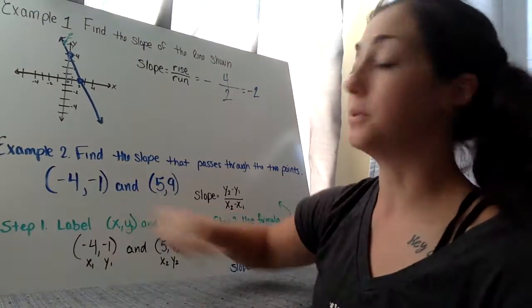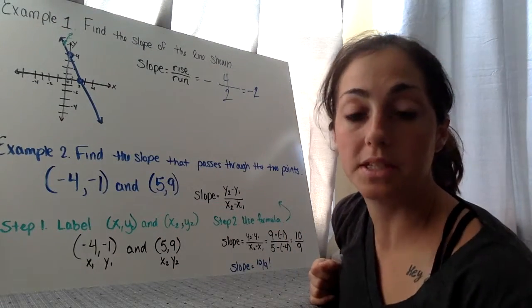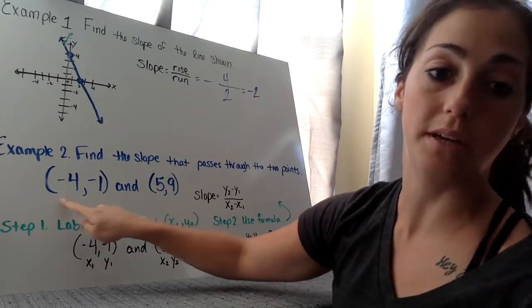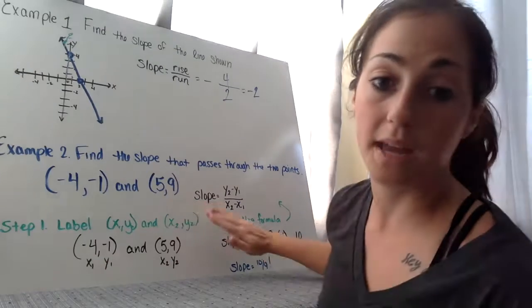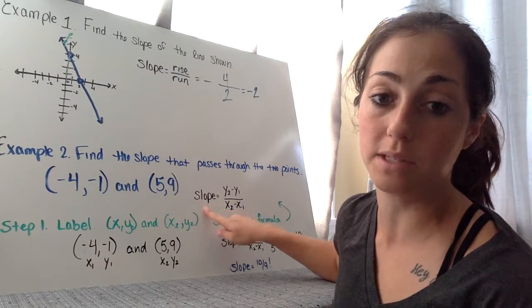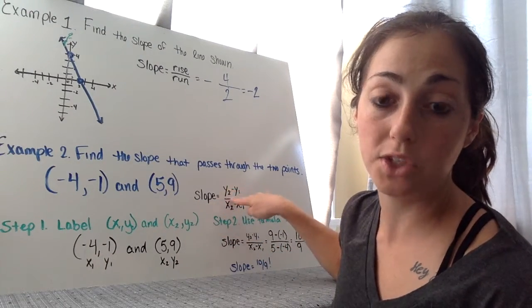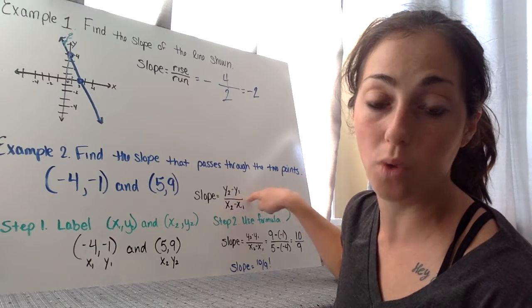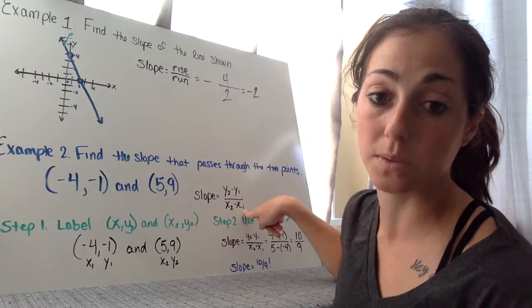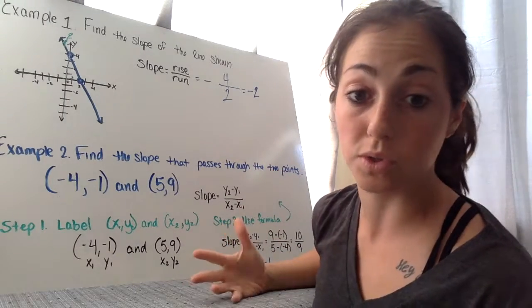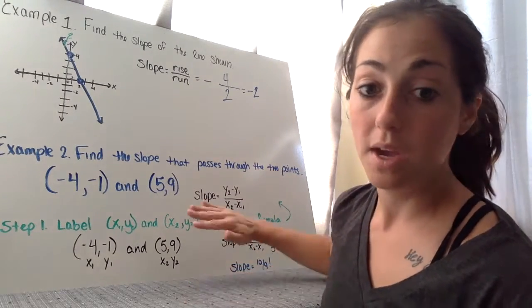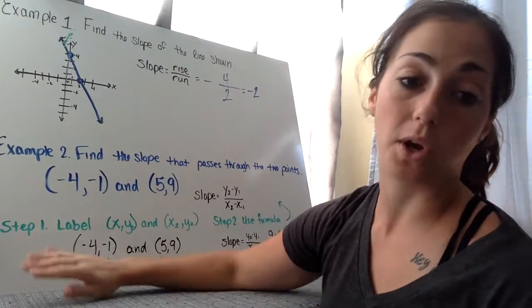Cool. Example 2. Find the slope of the line that passes through the 2 points. My 2 points are -4, -1, and, well, that's my first point, and 5, 9. And this is our slope formula. Get that down. Slope equals y2 minus y1 over x2 minus x1. Realize that those are subscripts. They're not being squared. So don't do that. I've seen that in a lot of years. Don't do that. All right, get that down. Pause the video, and then we'll talk about it.